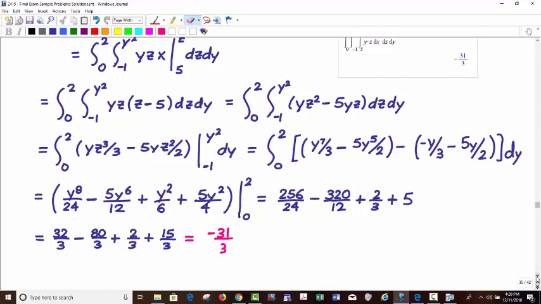So the antiderivative of yz squared with respect to z will be yz cubed over 3. And then the antiderivative of 5yz dz will be negative 5yz squared over 2. And then we'll go from negative 1 to y squared.